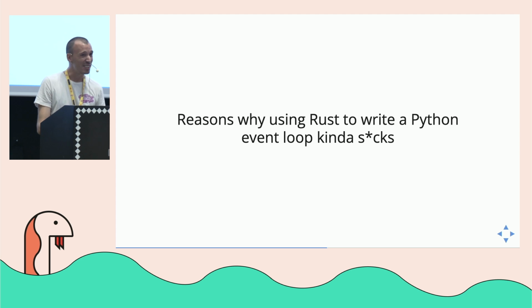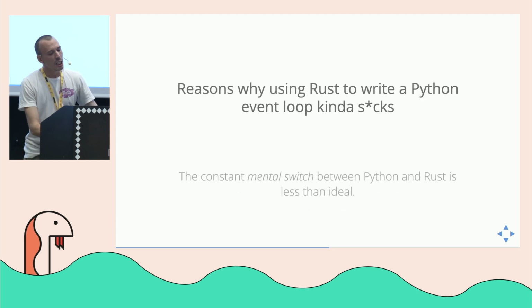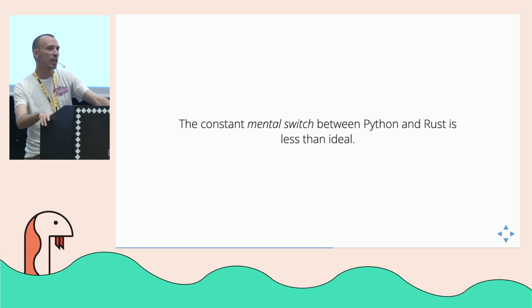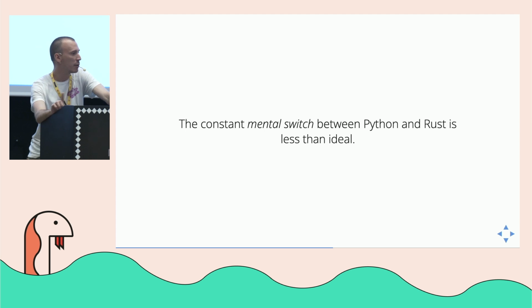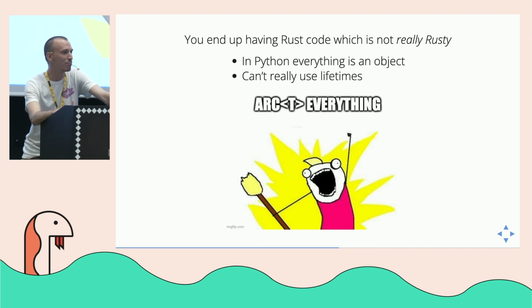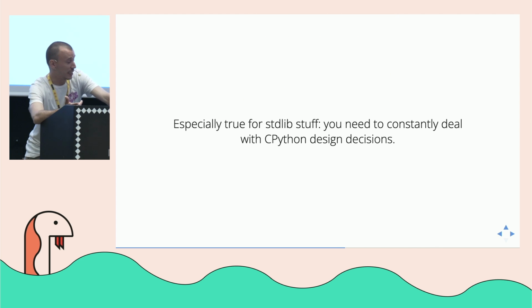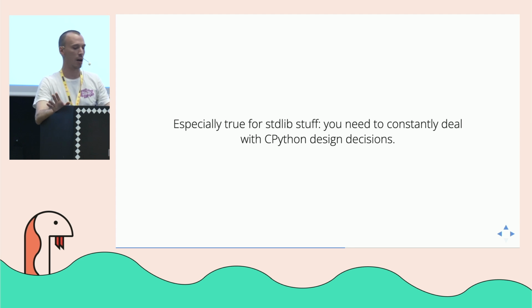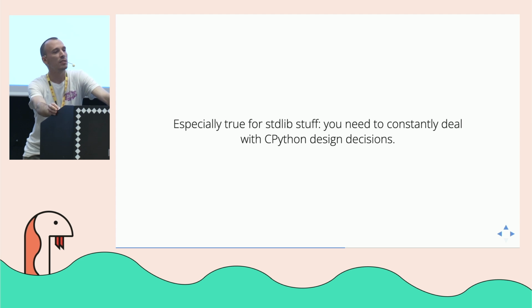Downsides: reasons it's a bad idea to use Rust to do an event loop in Python. I'd say the constant maintenance switch between the two languages is kind of painful sometimes. And you end up having Rust code which is not really Rusty, because all the Python stuff cannot have lifetimes or stuff like that. Especially if you try to implement something made by the CPython guys. Hey, CPython guys, I love you. You do an awesome job.